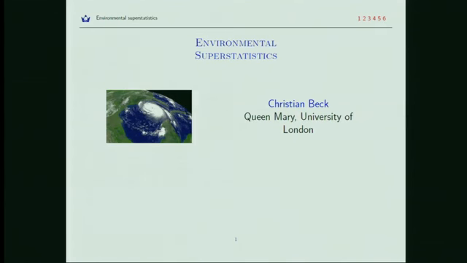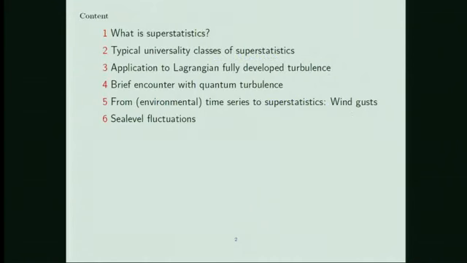I will explain in this talk what superstatistics is, what people mean by it, and talk about typical universality classes of this approach. And then I come to applications. My first two applications are really in turbulence: Lagrangian fully developed turbulence, and quantum turbulence, actually. And in the second part, I will come to applications really for planet Earth. So we'll talk about atmospheric turbulence, wind gusts, and sea level fluctuations, and try to convince you that the concept is a useful one in this area.